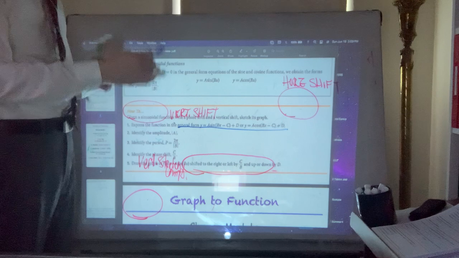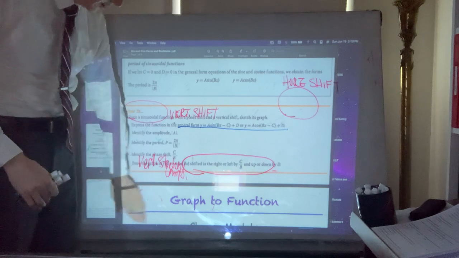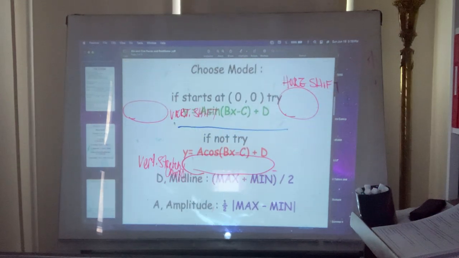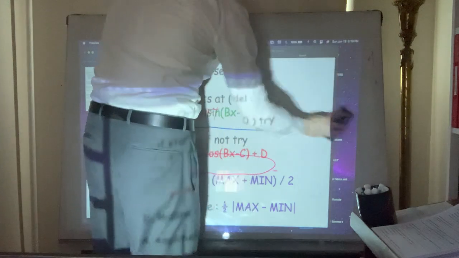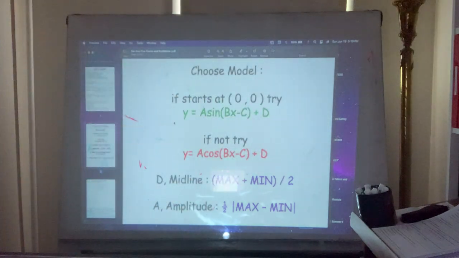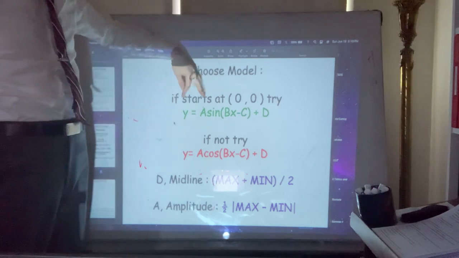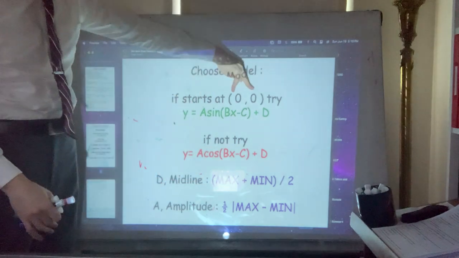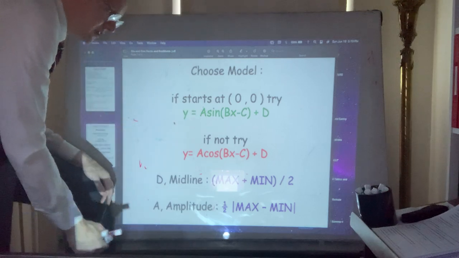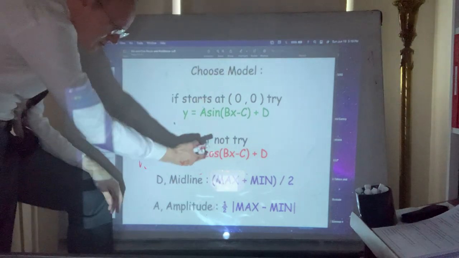If you are given a graph and you have to write a function, I added this myself. You would start by choosing a model, which is either going to be basically what you see in green or in red here. They're the same except for the fact that this is a sine or a cosine. Here's again the logic. If you could tell that the graph, a complete wave, begins pretty much at the origin, then probably go with sine because it'll be easier. It's not that you can't do it the other way, it's just that it might make it a lot harder. If on the other hand it doesn't go through the origin, if it's something else, maybe go with cosine.